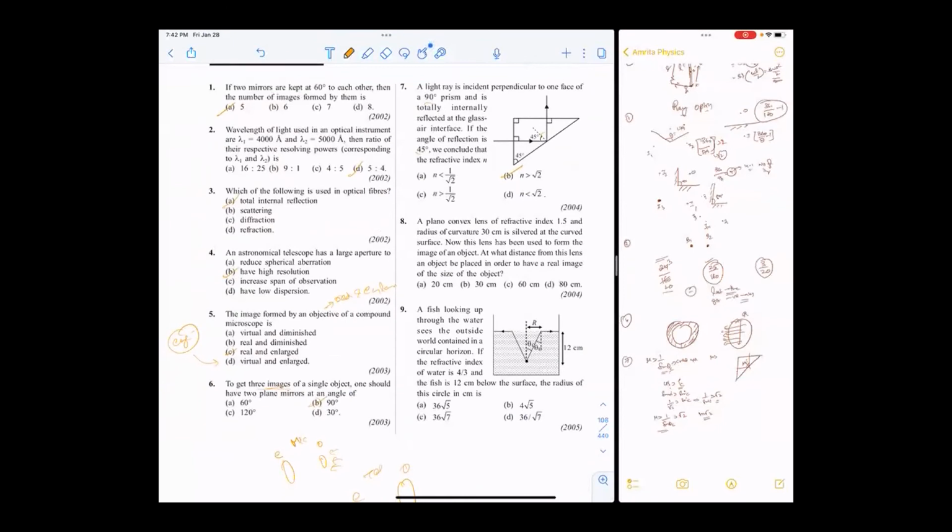A plano-convex lens of refractive index 1.5 and radius of curvature 30 is silvered at the curved surface. Now this lens has been used to form the image of an object. At what distance from this lens is an object placed in order to have a real image of the size of the object?